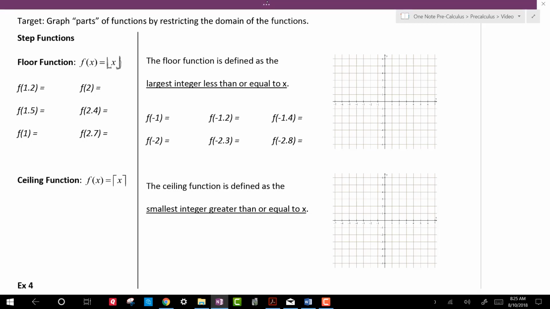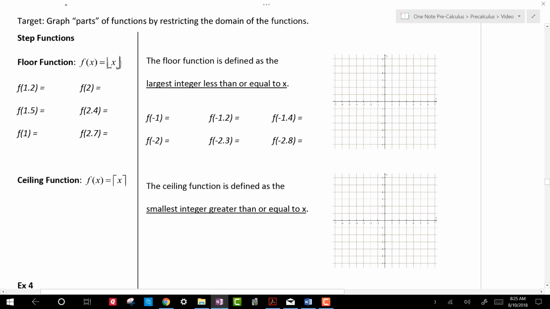Okay, so that sounds kind of funky, but basically what it means is, if I plug in a number for x, and I'm just going to do the first one. So if I'm going to do f of 1.2, then I'm going to plug in 1.2 for x, and what this is going to say is, take the next integer that's lower than 1.2, the next full integer that's lower than 1.2.